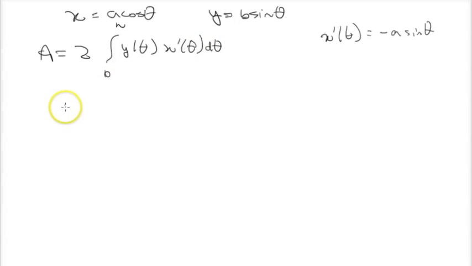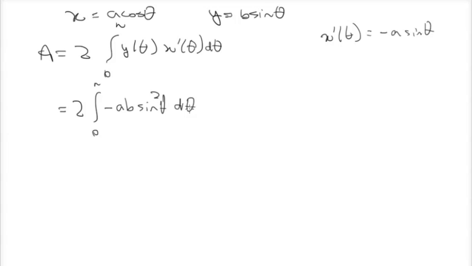We've already got our d theta out there. So we're going to get the integral from 0 to pi of negative a b sine theta, and then this sine theta makes that a sine squared theta d theta. So this is a little bit tricky.